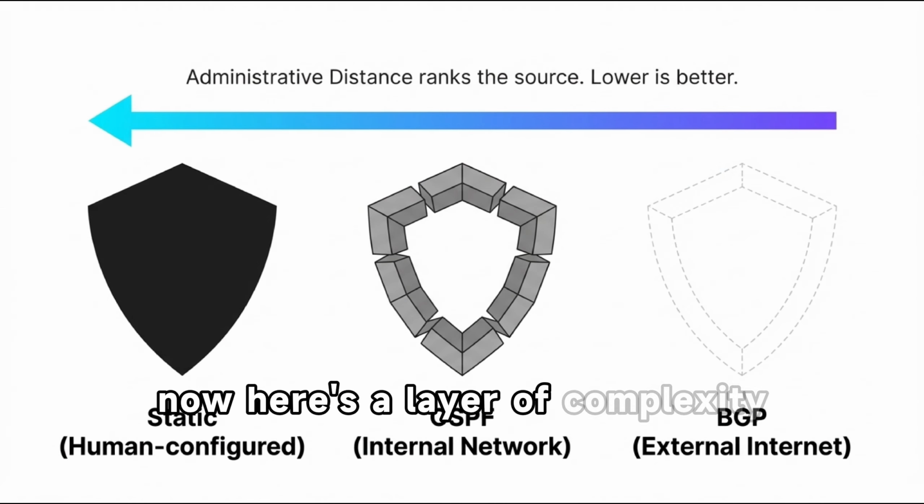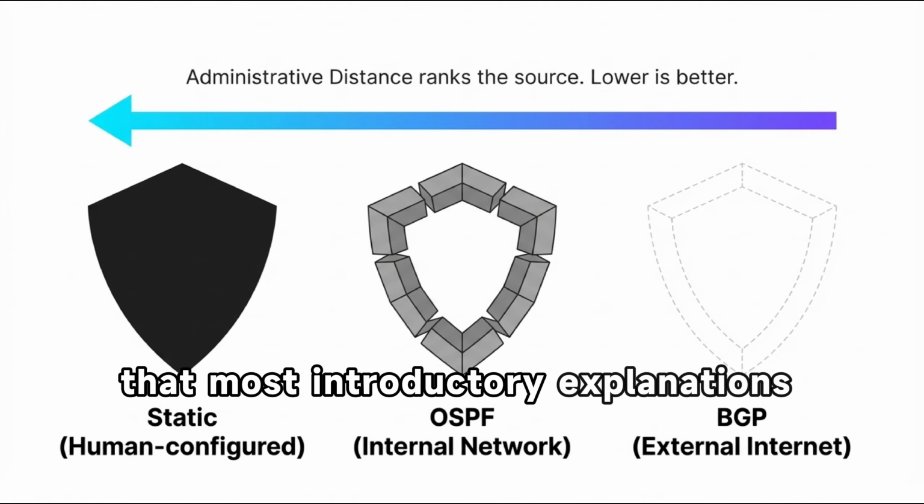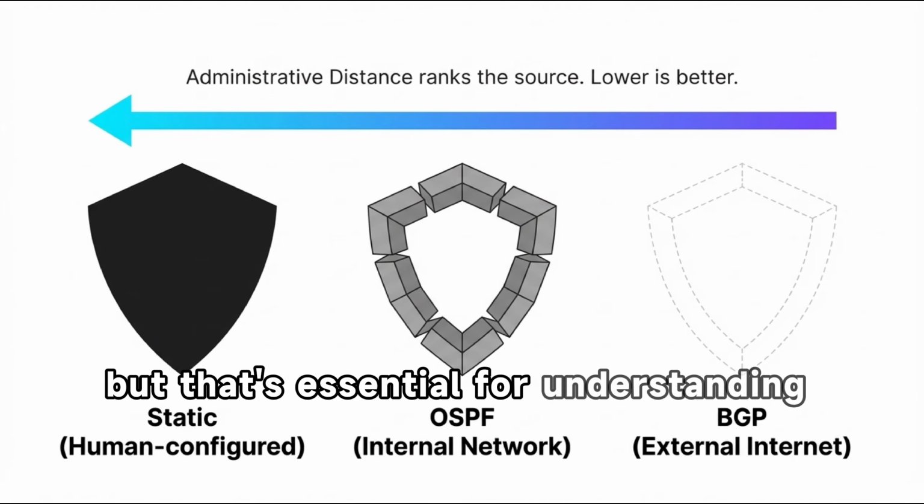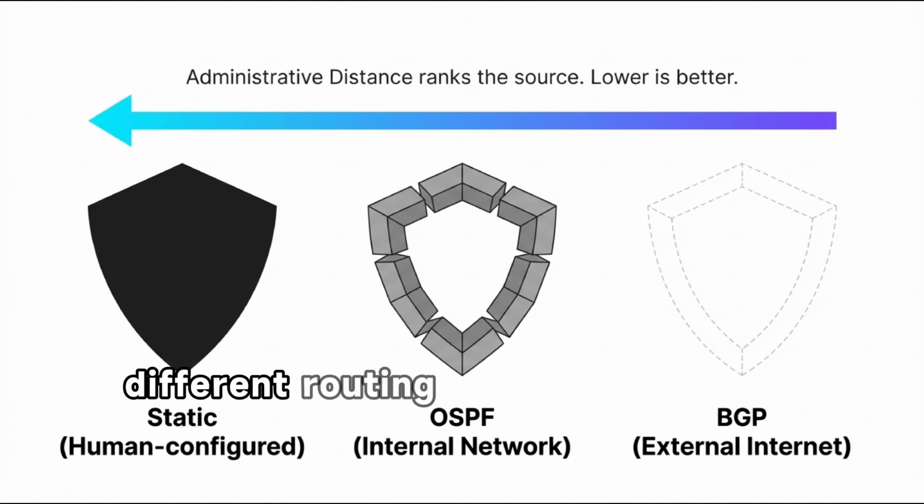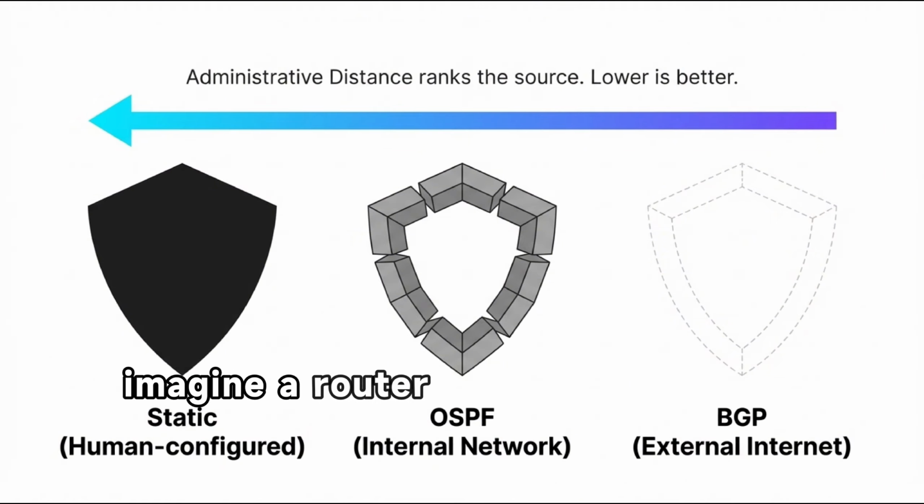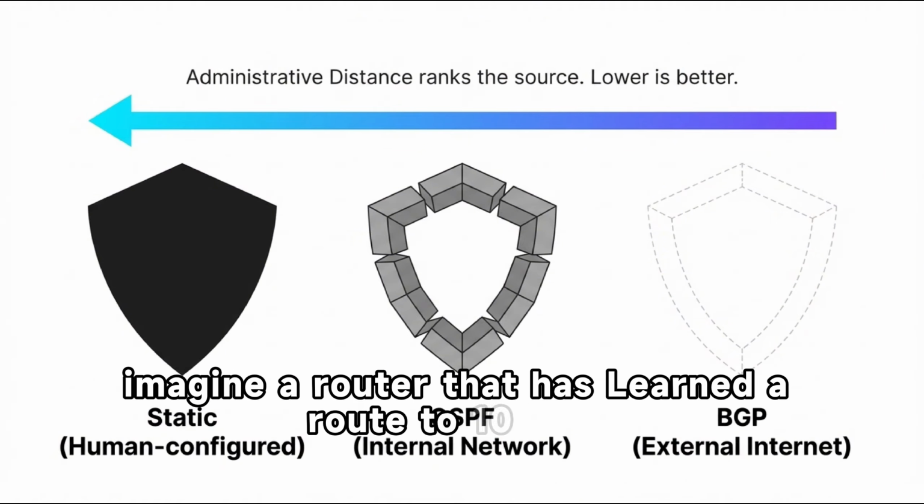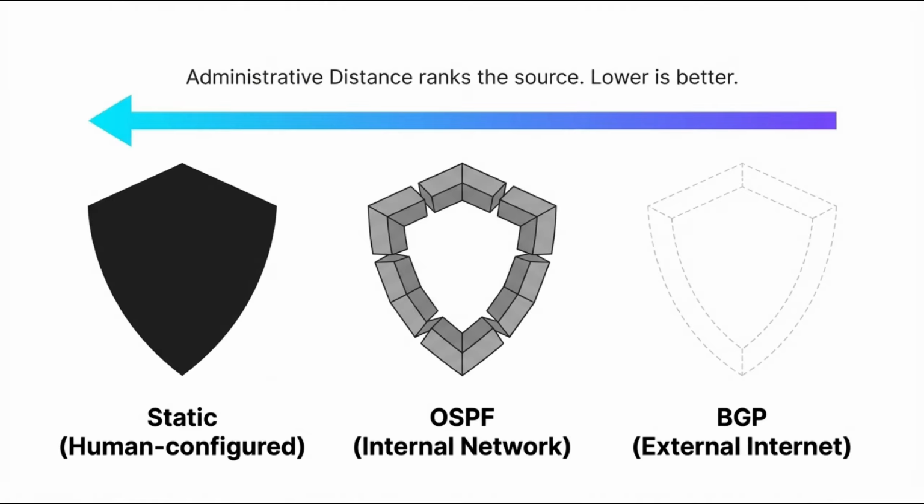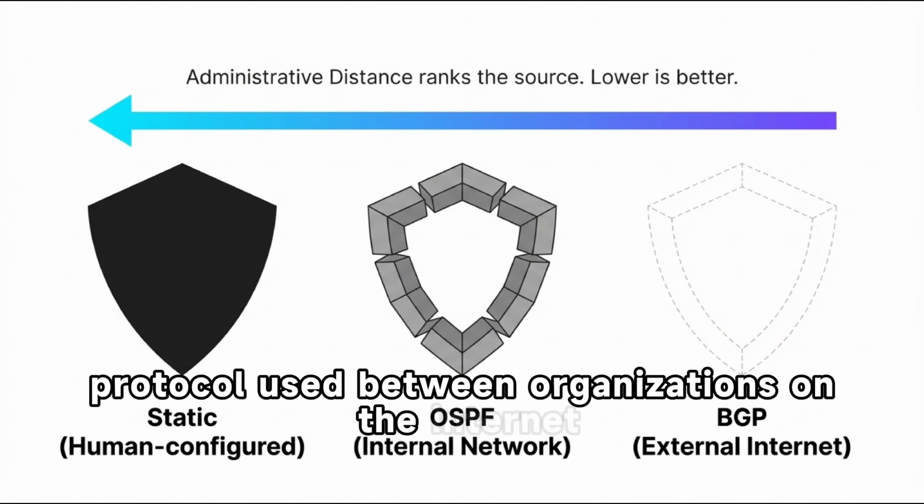Now here's a layer of complexity that most introductory explanations skip, but that's essential for understanding real networks. Different routing protocols produce different routes, and a router might be running several routing protocols simultaneously. Imagine a router that has learned a route to 10.1.0.0/24 from 3 different sources: a static route configured manually, a route learned from OSPF running inside the organization's network, and a route learned from BGP, the protocol used between organizations on the internet.